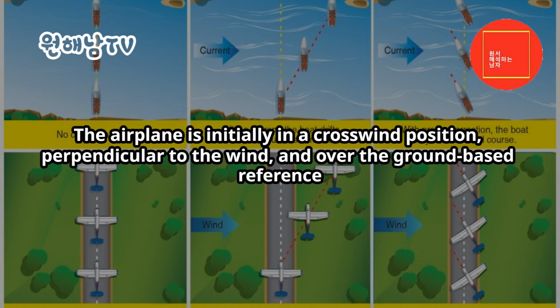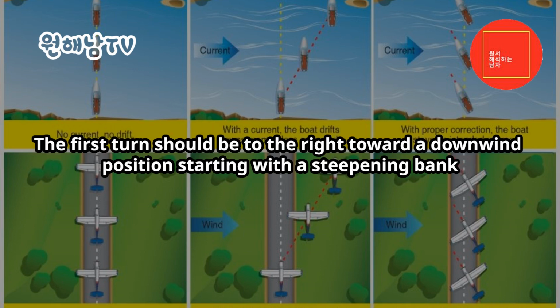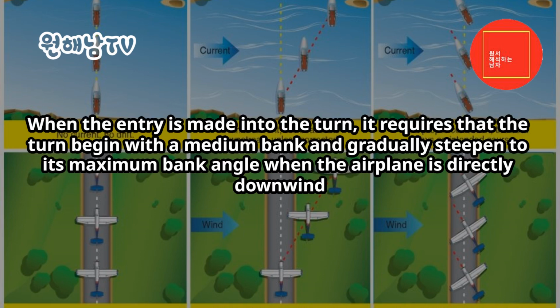The airplane is initially in a crosswind position, perpendicular to the wind, and over the ground-based reference. The first turn should be to the right toward a downwind position starting with a steepening bank. When the entry is made into the turn, it requires that the turn begin with a medium bank, and gradually steepen to its maximum bank angle when the airplane is directly downwind.